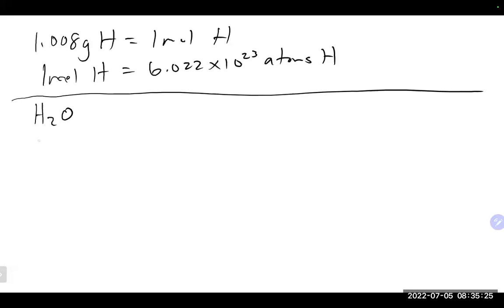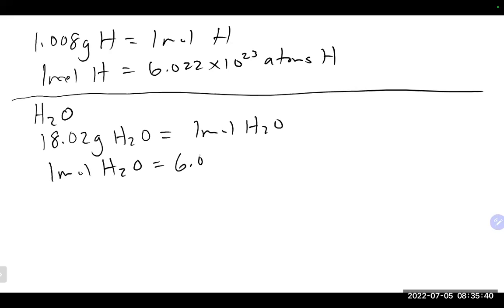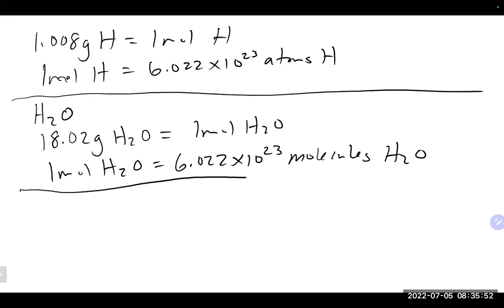Just like what we just did with our water: for every 1 mole of water, there would be 18.02 grams of water. And 1 mole of water would equal 6.022 times 10 to the 23 molecules of water, as water is a molecule, not an atom like we have with just hydrogen. So again, if you have atoms, you would be dividing by Avogadro's number.